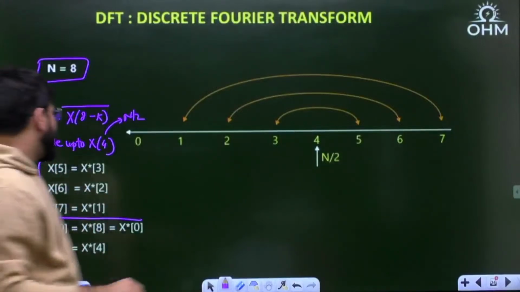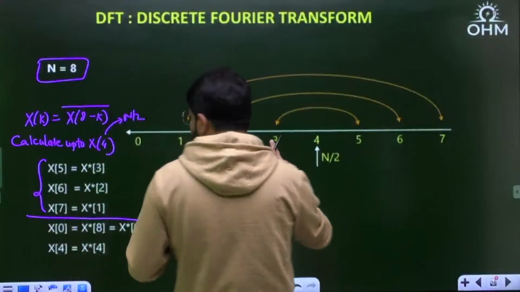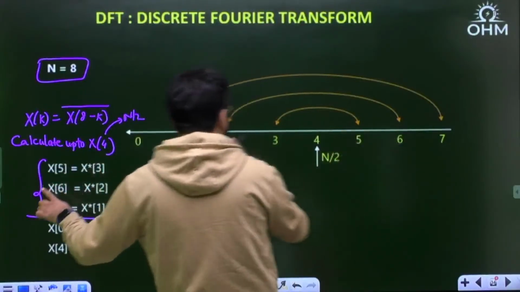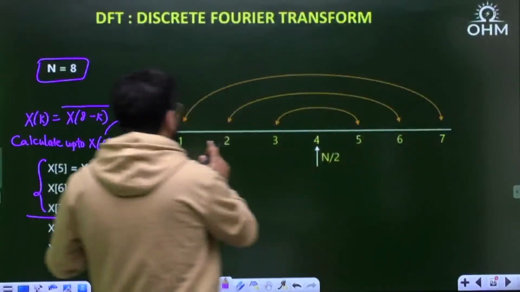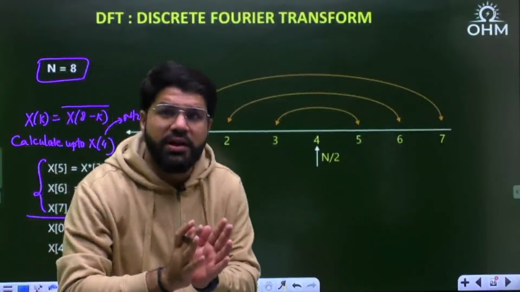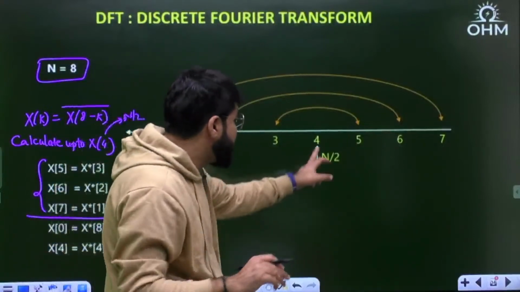That means if you have already calculated x3, x5 is not required. x5 is the conjugate of x3, x6 is the conjugate of x2, x7 is the conjugate of x1. There is a symmetry. Symmetry about which line? Symmetry about the central ordinate line.